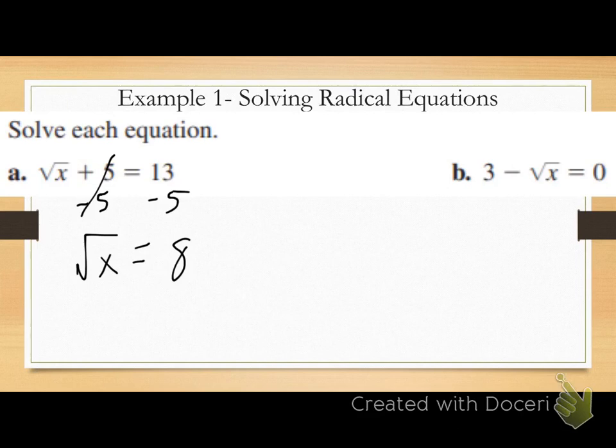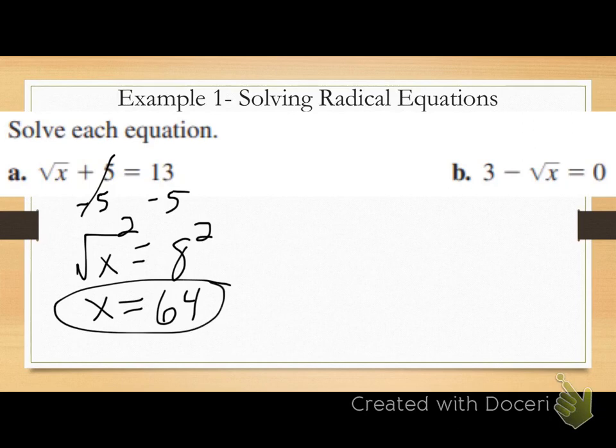Is my radical now by itself? Yes, it is. Based on my previous slide, what am I able to do now to both sides to get rid of my radical? Square both sides. If I square a square root, it gets rid of the radical. What's 8 squared? 64. There's my answer. Not too bad?